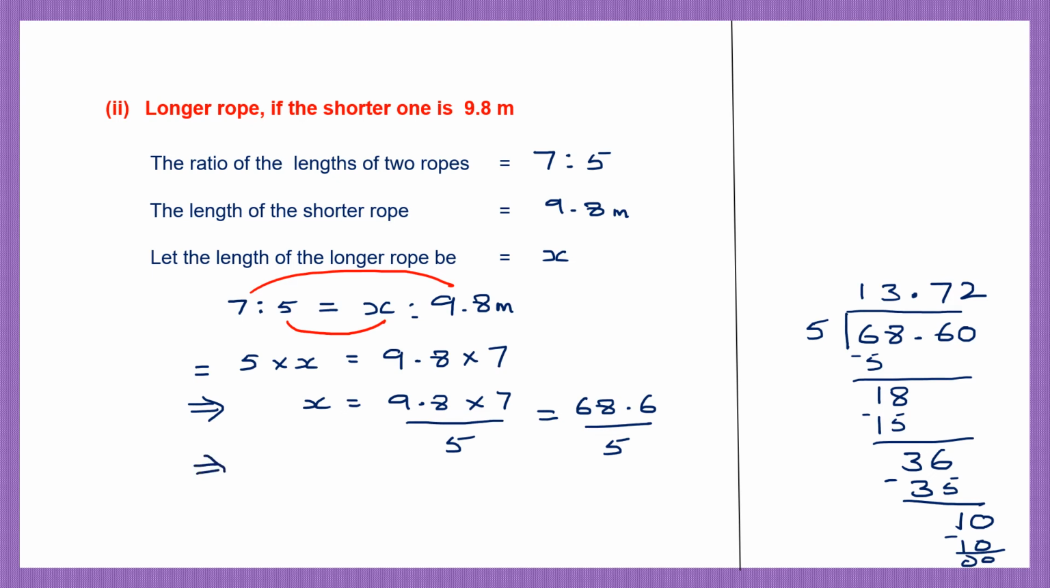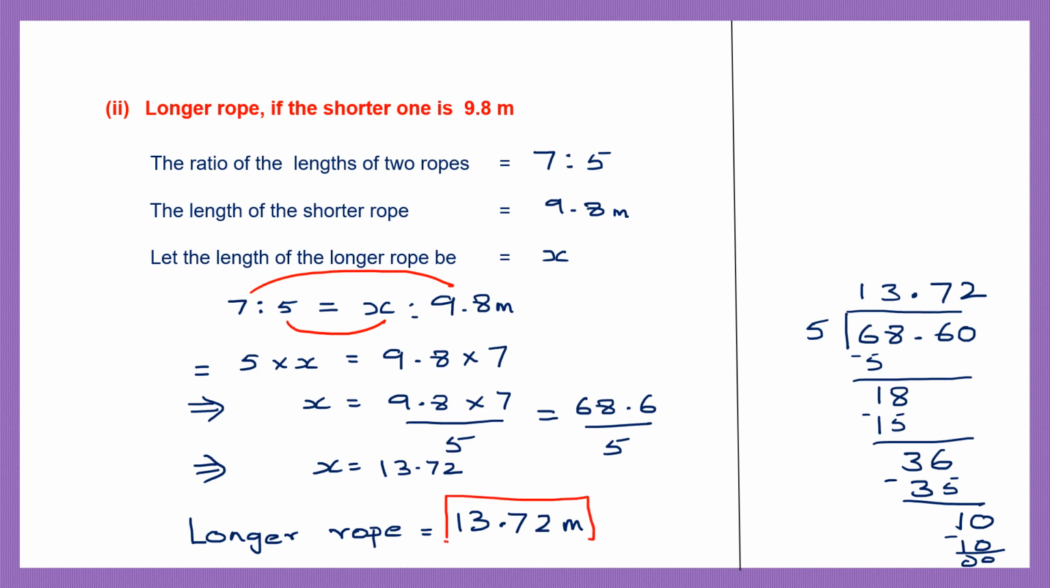So now I've got my answer. The value of x is 13.72. So that is the length of the longer rope because the longer rope is x. So the longer rope will be 13.72 and the unit is meters. 13.72 meters is the length of the longer rope. So this is my answer.